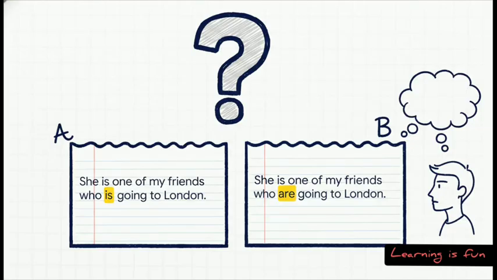So, have a look at these two sentences. Read them out loud. Which one sounds correct to you? This is a classic question that tests a super tricky rule. Go ahead, pause, and pick one before we reveal the answer.